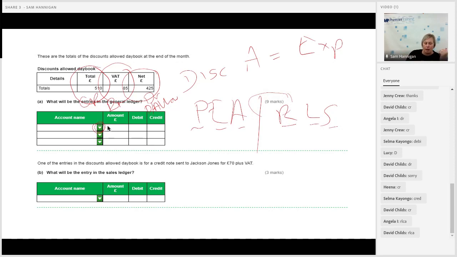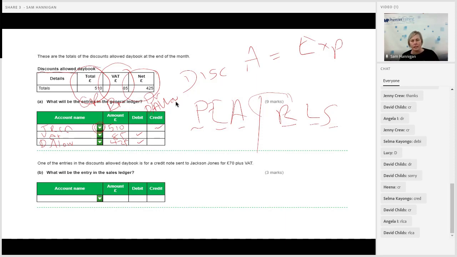Because straight away, to gain some marks, I'd be putting 5, 10, 85 and 42, okay? It says it's the discounts allowed day book, and you know that the discounts allowed day book should be the net amount. So that's going to be your discount allowed day book. That's going to be a VAT account. So that's going to be your trade receivables control. And if you can remember that discounts allowed is an expense, a debit, you'd be literally going debit, debit. So that one's got to be a credit.